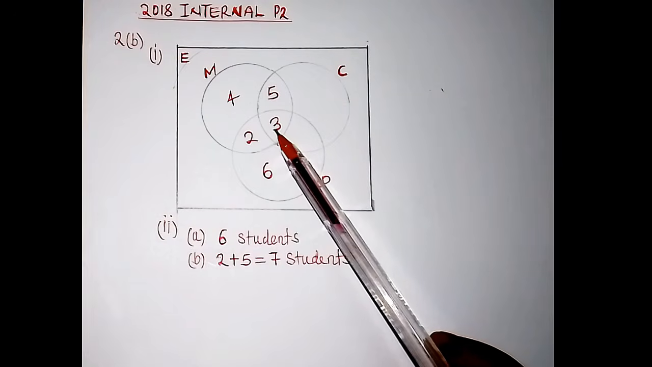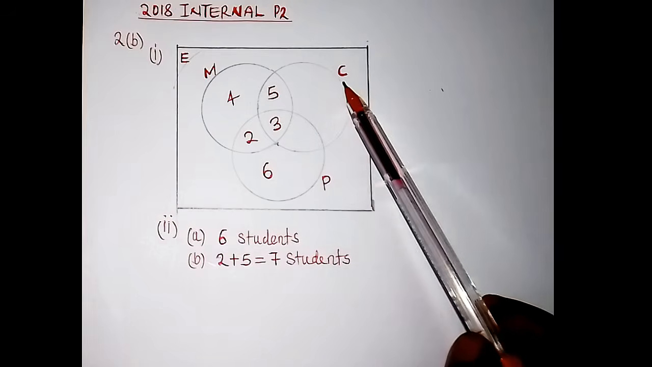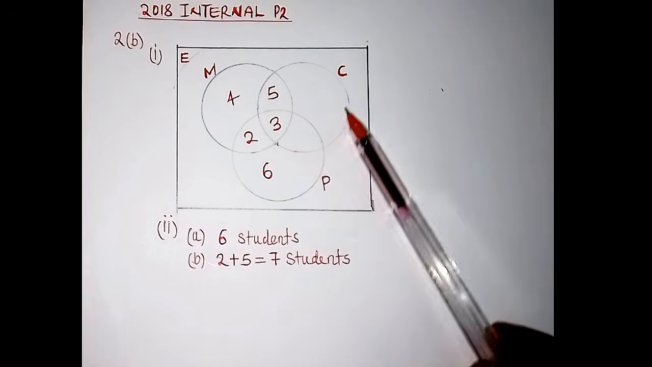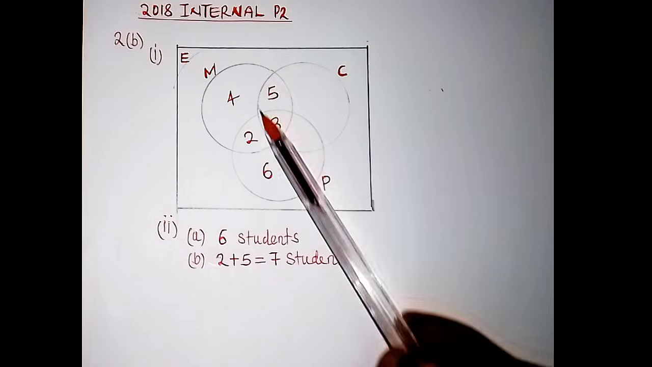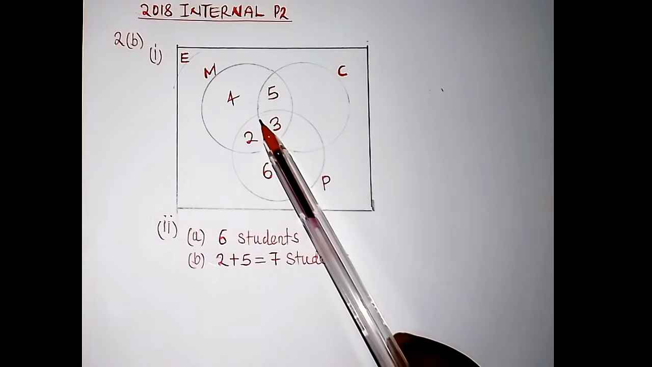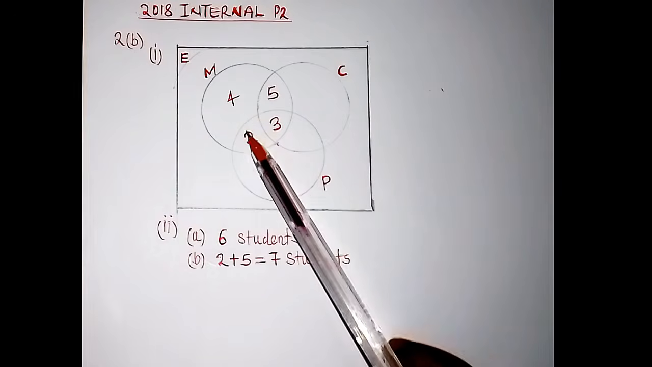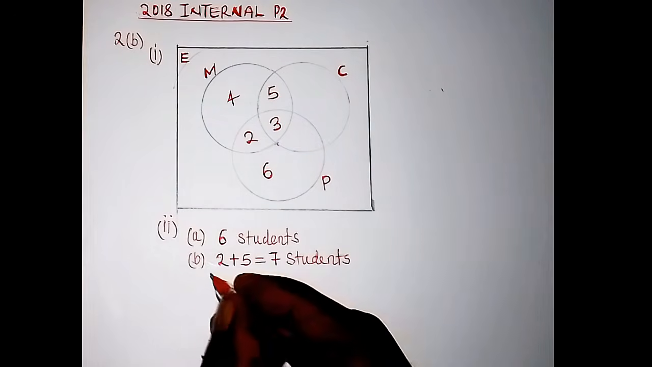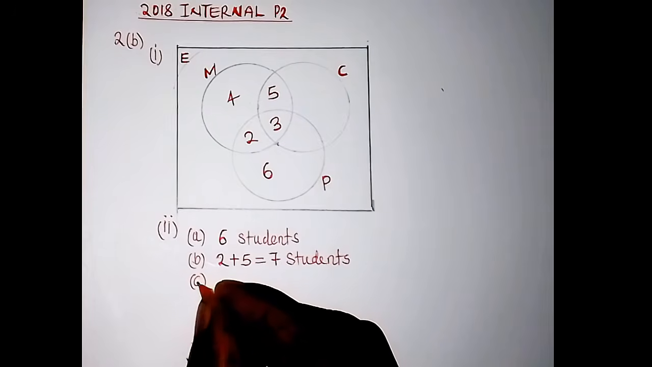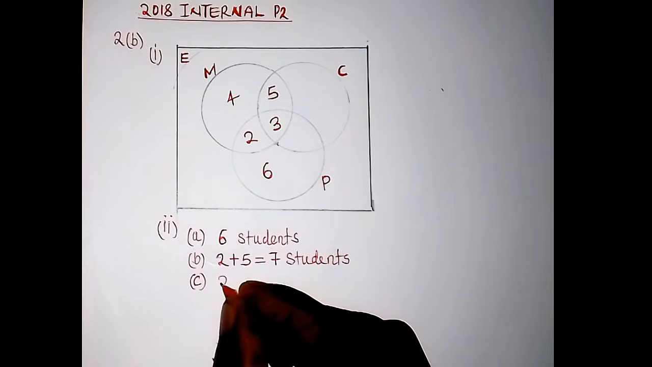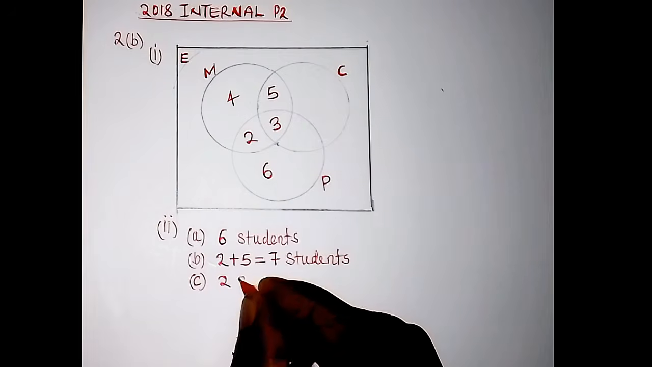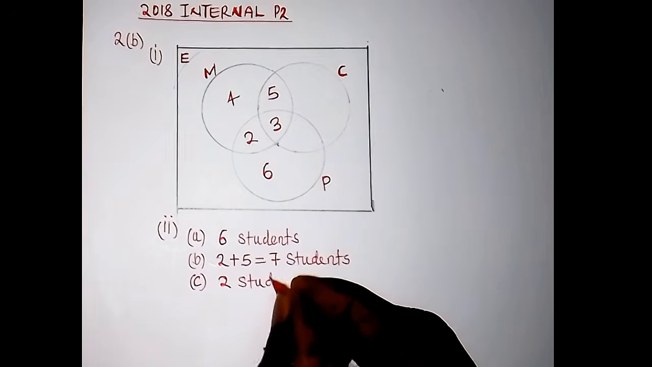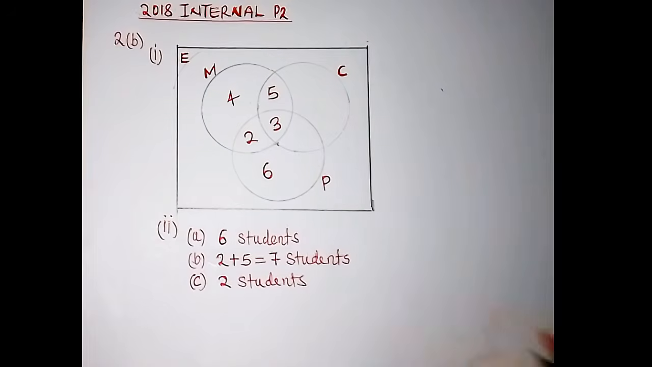Now are we going to pick on 3? No, because they've said but not chemistry. So meaning chemistry is excluded in this case. So we're only supposed to look at where mathematics and physics meet. So meaning 2. So for part C, that just means we're talking about 2 students. And that means that we've solved this question successfully, and we've shown all the information in the Venn diagram.